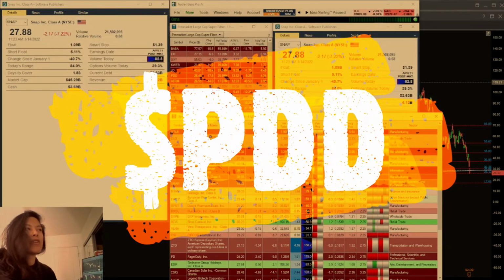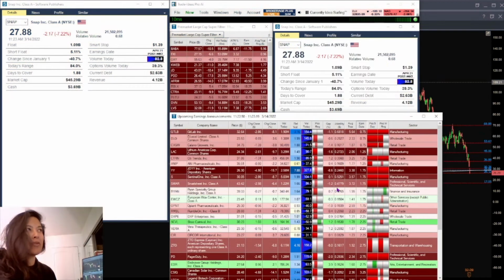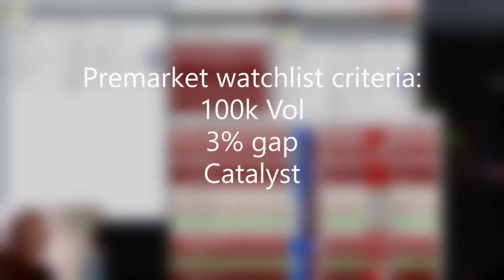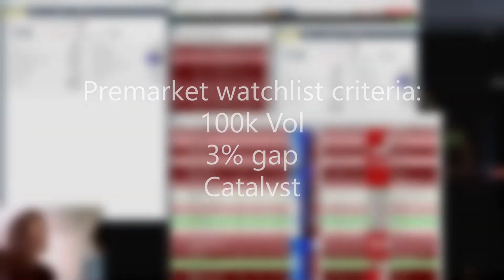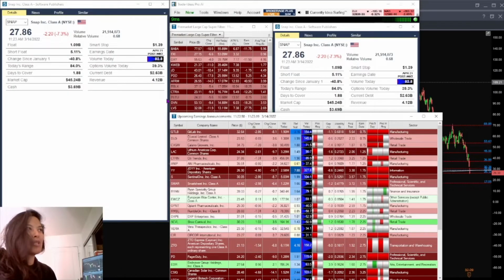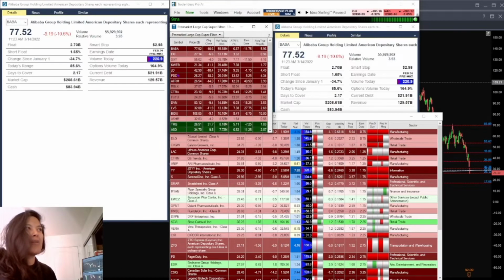So the first thing I do in the morning, about an hour and a half before the market opens, is open up Trade Ideas. I'm scanning for stocks gapping over 3% with 100K in volume in the pre-market and a news catalyst. So I go through these and I notice a lot of these. We got BABA, JD, Pt2, and so on.